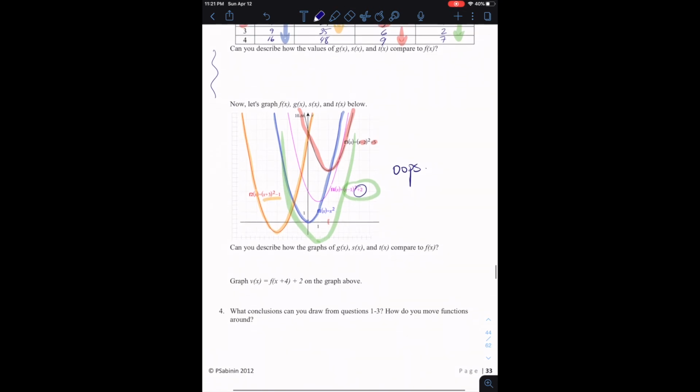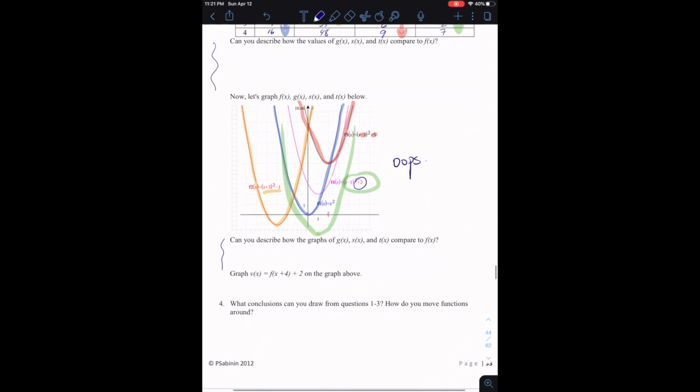Now, again, I'd like you to describe this, but what would happen for v of x if you first added 4 to the x, and then you added 2? So this would be 0 at a certain value of x, and then you're adding 2 to the whole function. I would like you to finish that up, draw the table of values, draw the graph, and then write some conclusions.